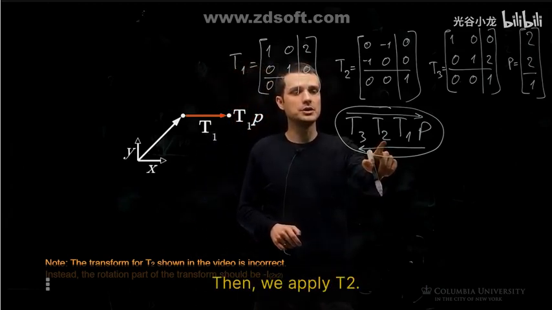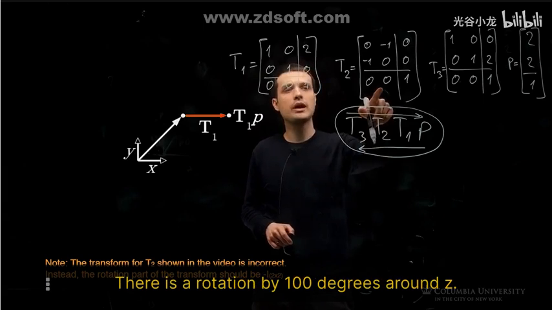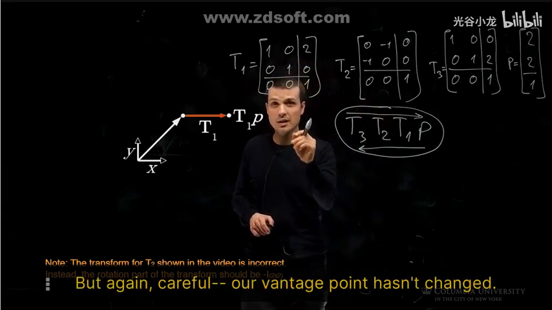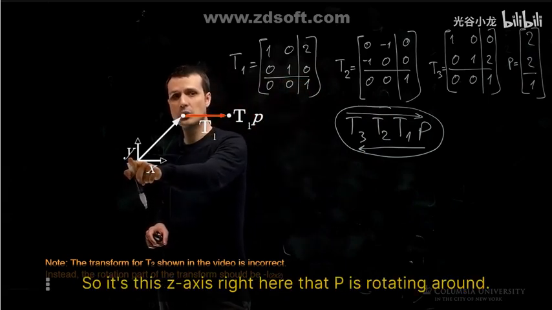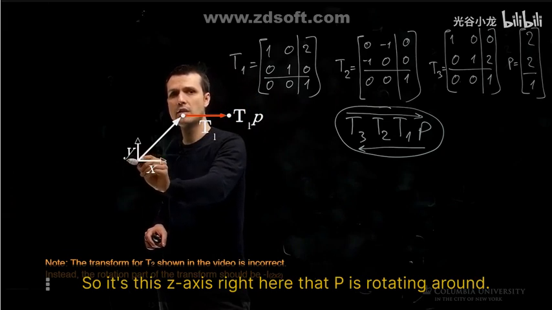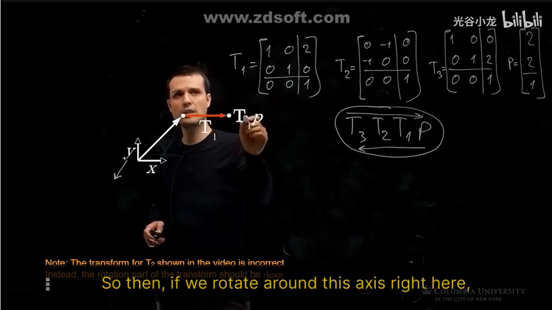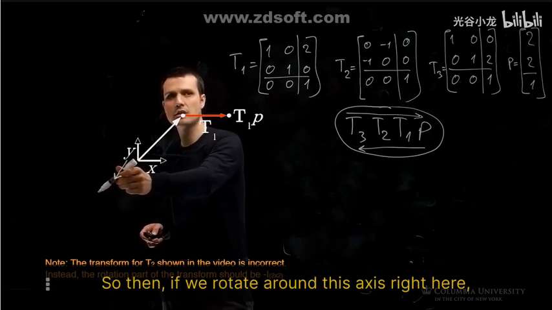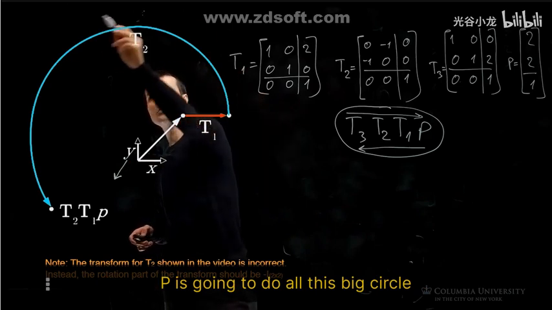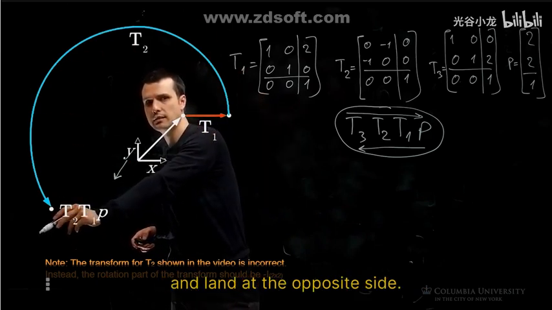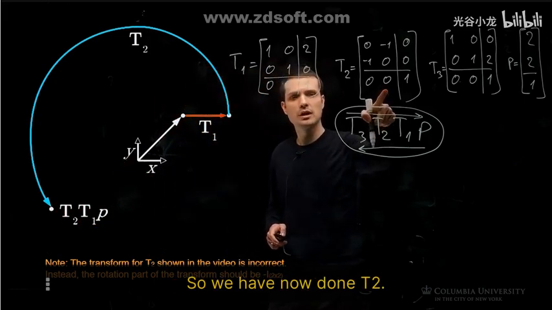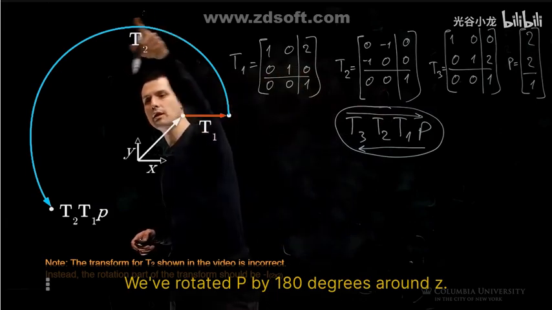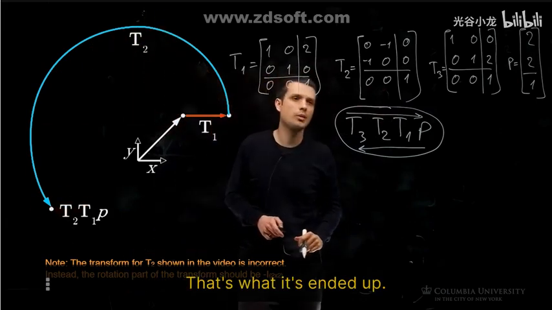Then we apply T2. There's a rotation by 180 degrees around Z, but again, careful. Our vantage point hasn't changed. We are still right here. So it's this Z-axis right here that P is rotating around. So then if we rotate around this axis right here, P is going to do all this big circle and land at the opposite side. Okay? So we have now done T2. We've rotated P by 180 degrees around Z. That's where it's ended up.